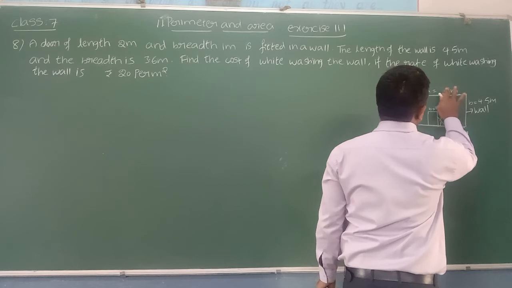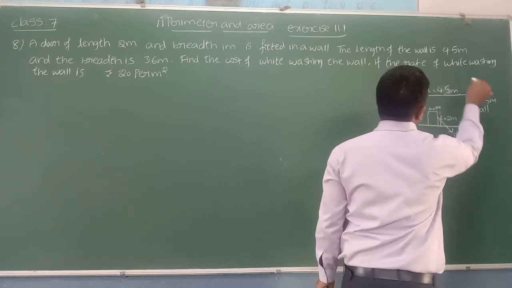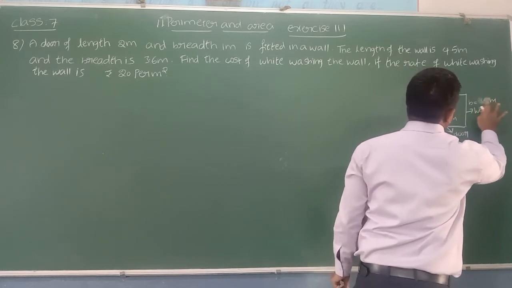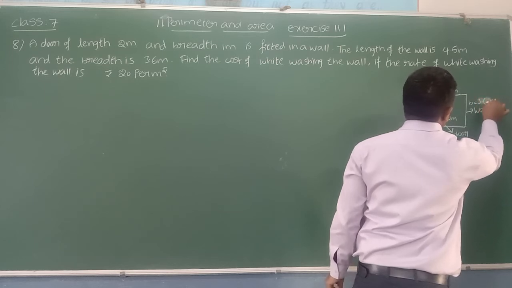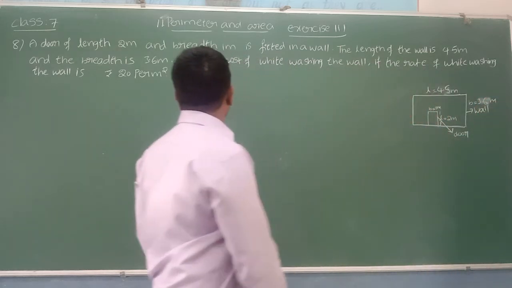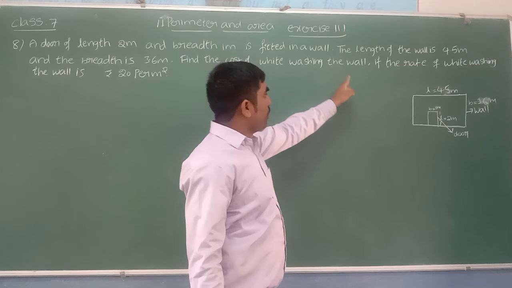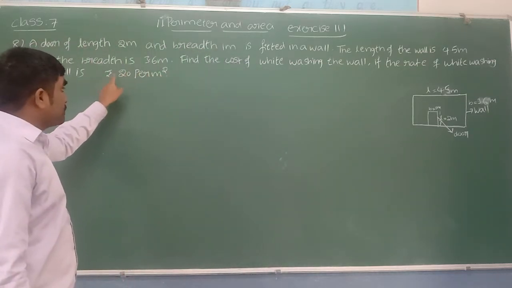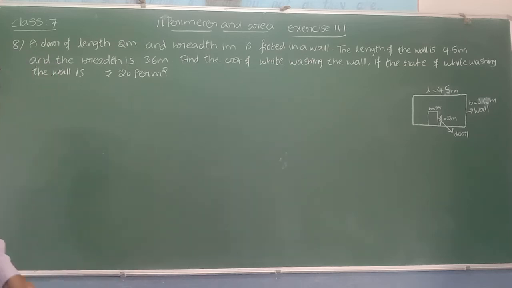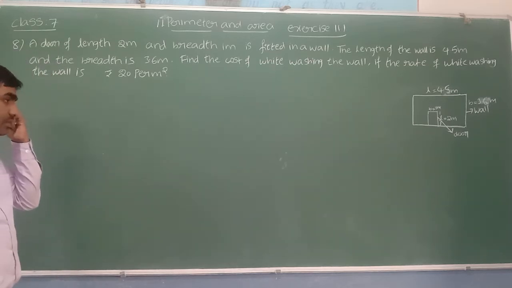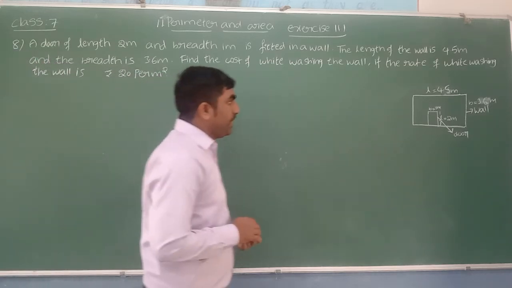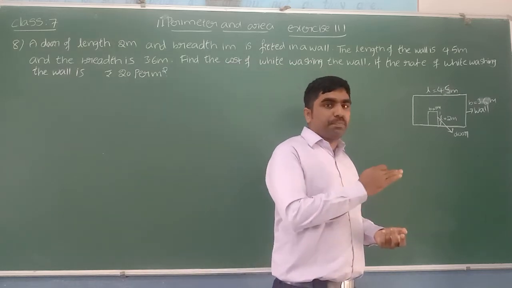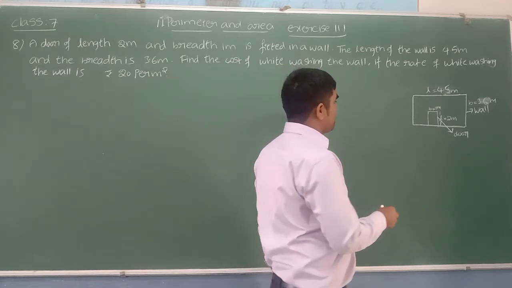You can see better here. The length of the wall is 4.5 meter and the breadth is 3.6 meters. Find the cost of whitewashing the wall at the rate of 20 rupees per square meter. So first let us find how much region, how much portion we need to whitewash.